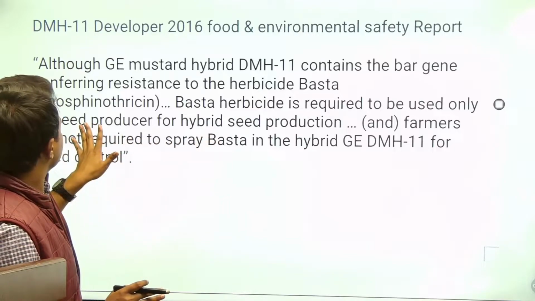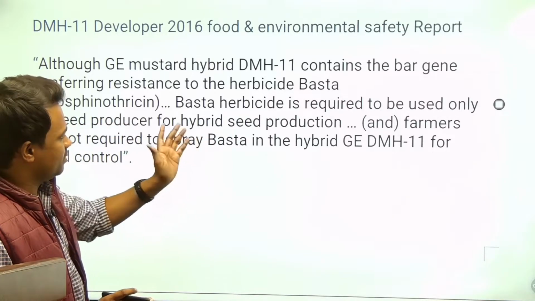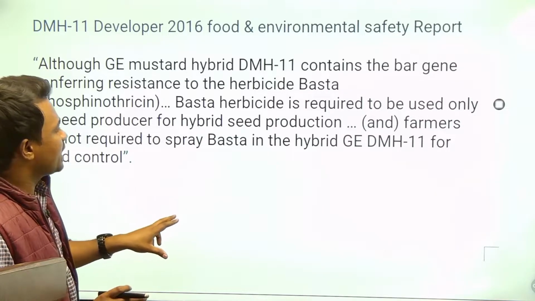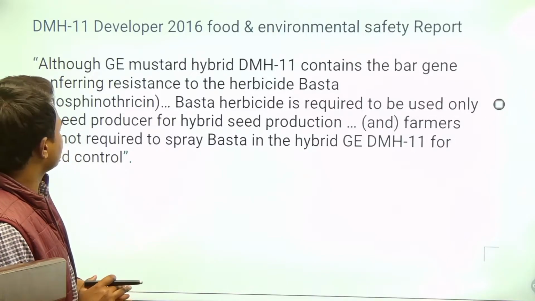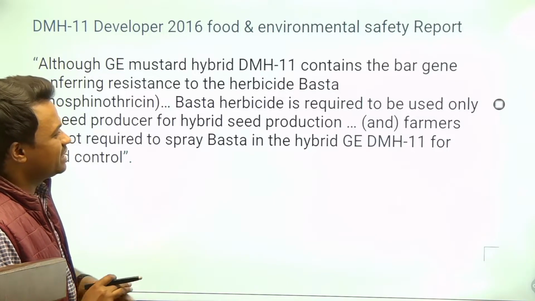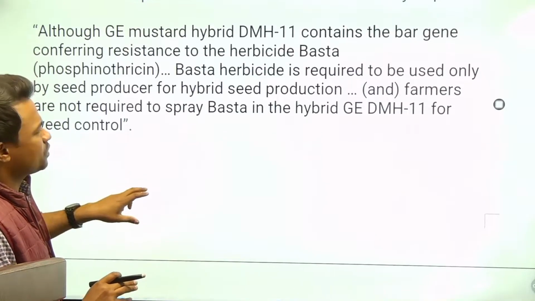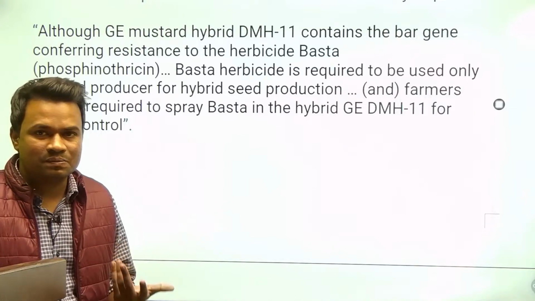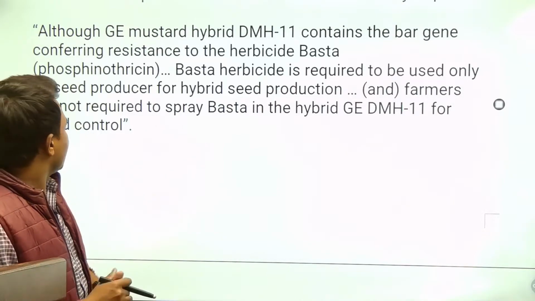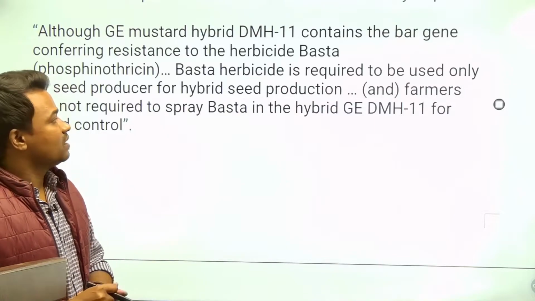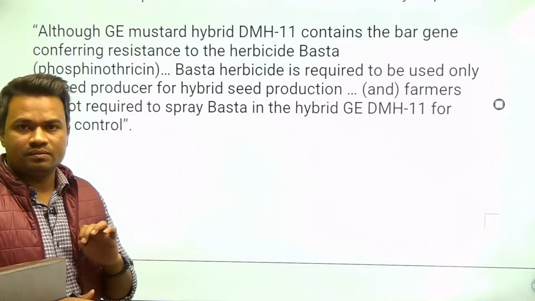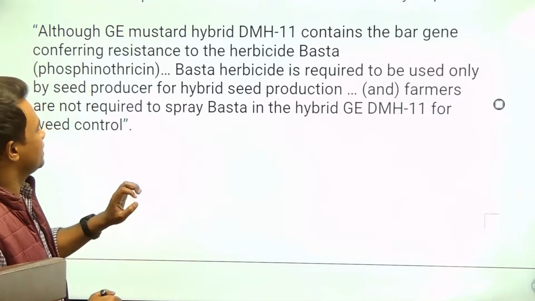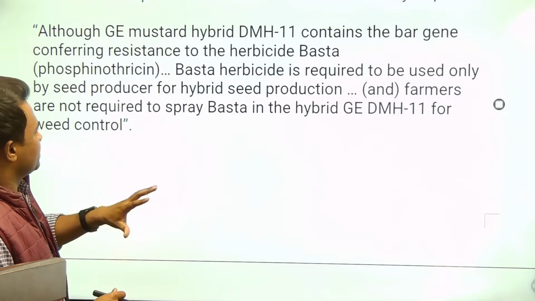Basta, that is phosphinothricin Basta herbicide, it is required to be used only by seed producers for hybrid seed production, and farmers are not required to spray Basta on the hybrid GE DMH11 for weed control. So that is a win-win situation, because farmers will not need to additionally spray for weed control, which helps cut the cost of input for farming of any particular variety, let's say mustard, so the GM mustard.